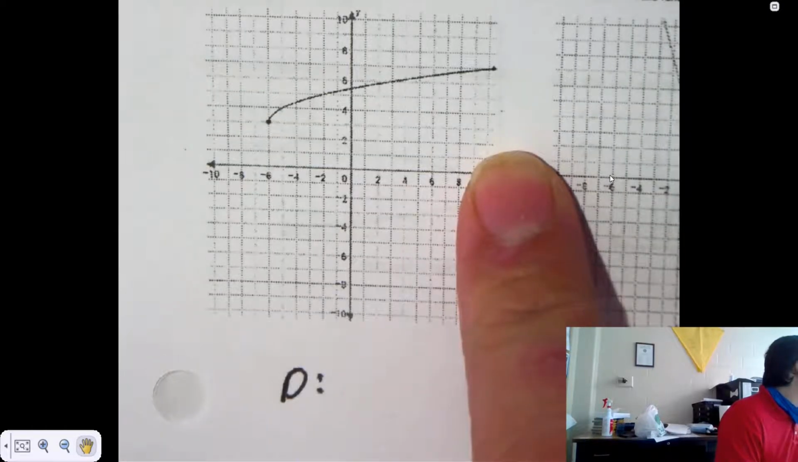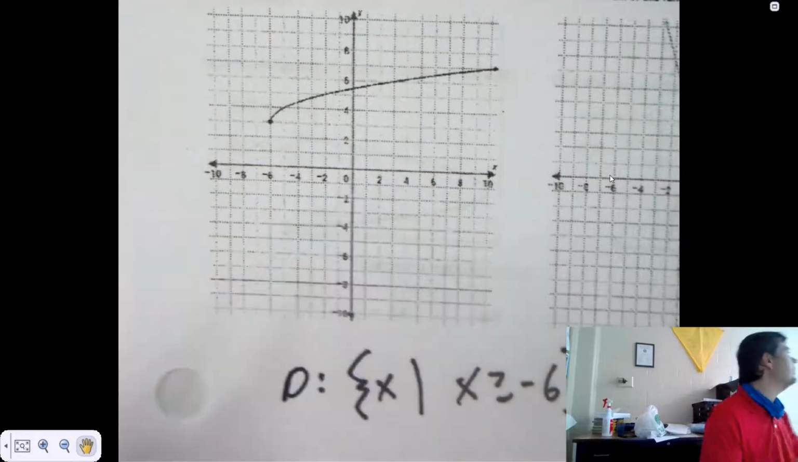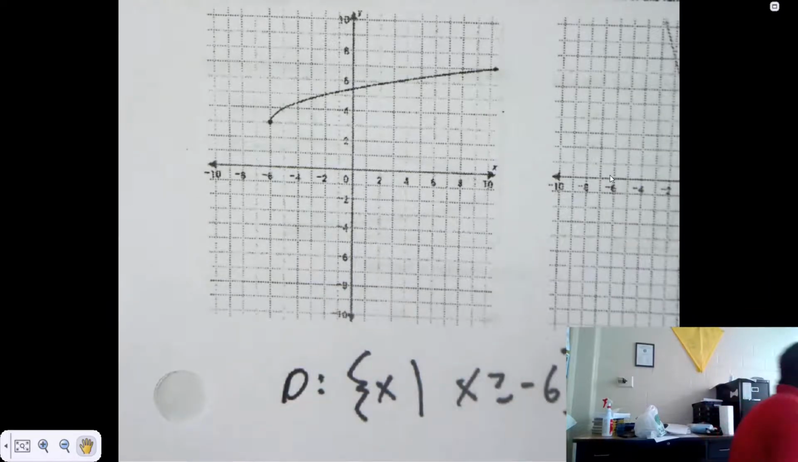So what's our domain? Greater than or equal to -6. You know, we got to be -6, we got to be -5, we got to be 0, we got to be everything greater than or equal to -6.